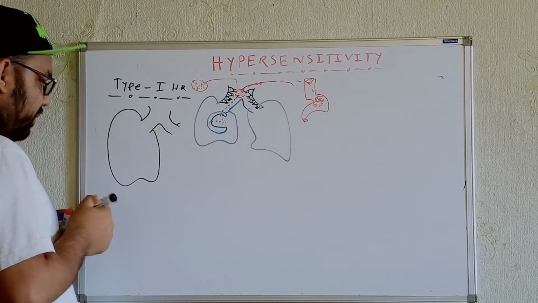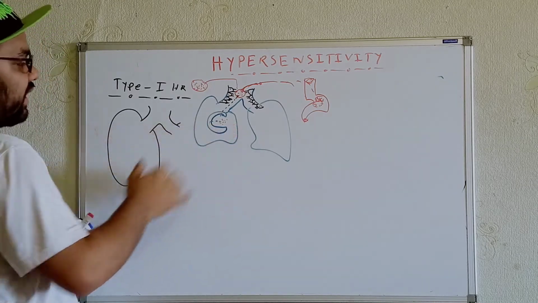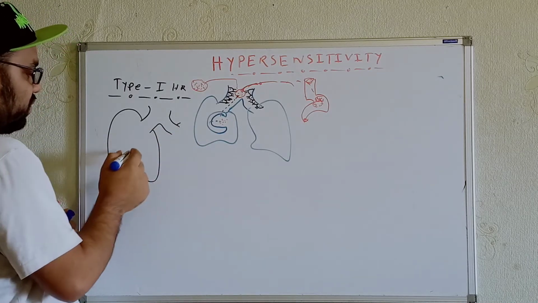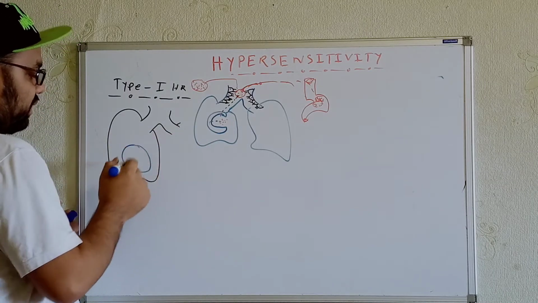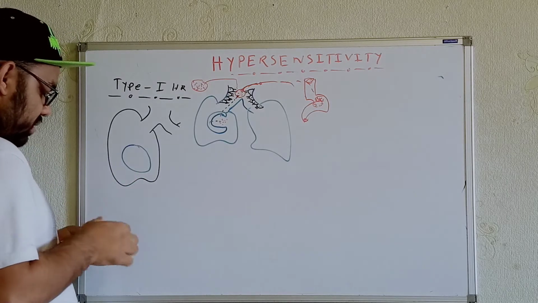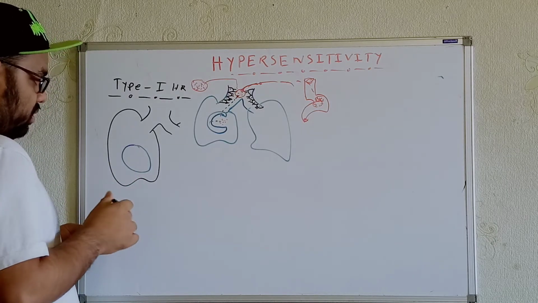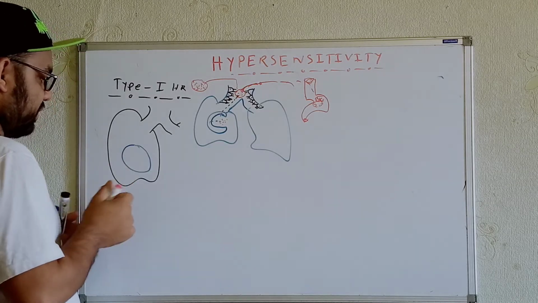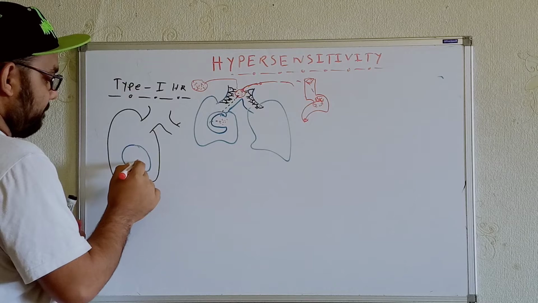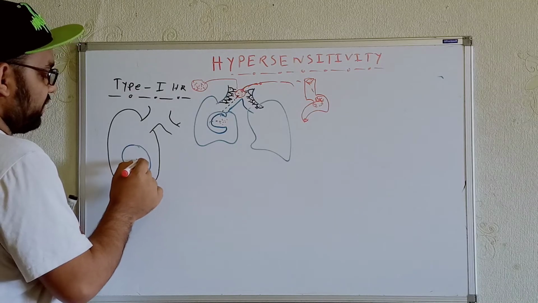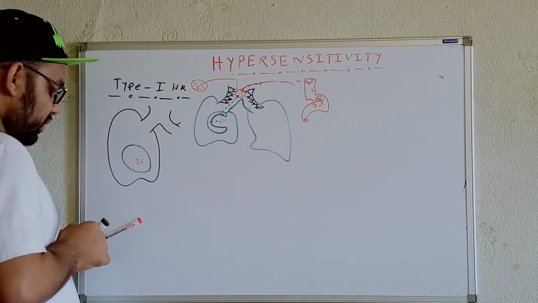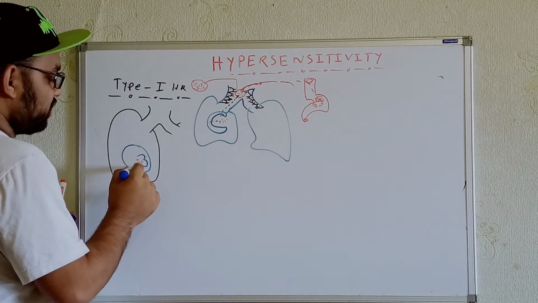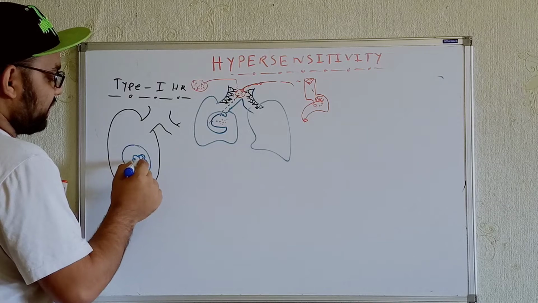Now, whenever the pollen grains are taken up by the alveolar macrophage, what will it do? After taking them within, these are the pollen grains. Now in these cases we will see, after taking them within, they will secrete lysosomal enzymes.